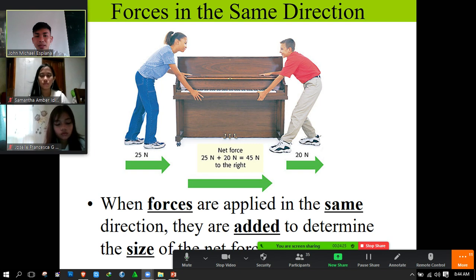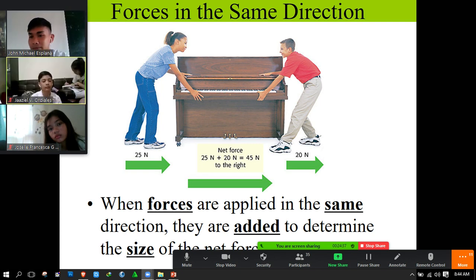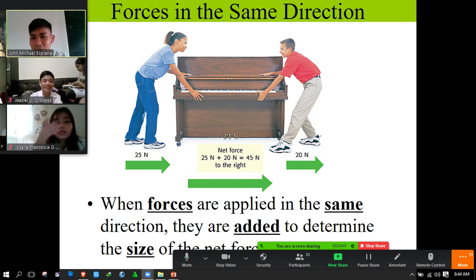So what about if etong dalawa nag-aaway? So supposed to be tug of war. So hinihila ng isa, hinihila ng isa. So are they classified as forces, individual forces in the same direction? Yes or no, Samantha? What if yung dalawang magkapatid, for example, naghihilahan sa piano? Are the individual forces of a girl and a boy in the same direction? Samantha?